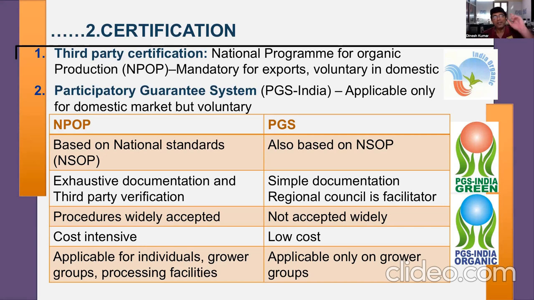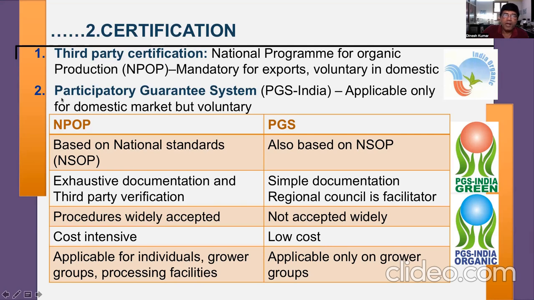So here it is only third party certification. And what are the things about third party certification? It is mandatory for export. You cannot export your product if it is not third party certified. For export purposes, third party certification is compulsory. But for voluntary and domestic, if you want to sell your product within the country, you need not go for third party certification. It is voluntary. And those who are going for third party certification, their bag or their product will get the India Organic logo. You can see the India Organic logo on the right side.